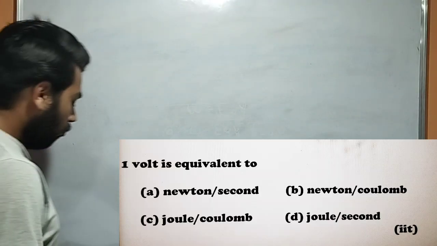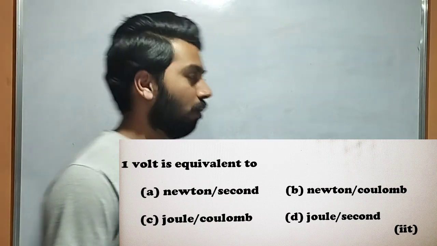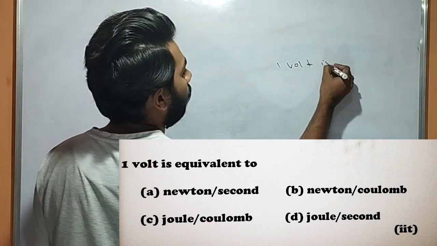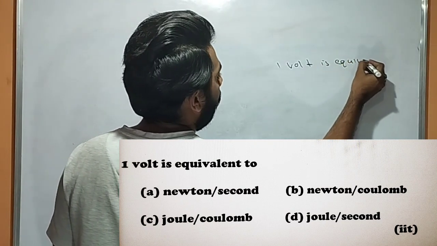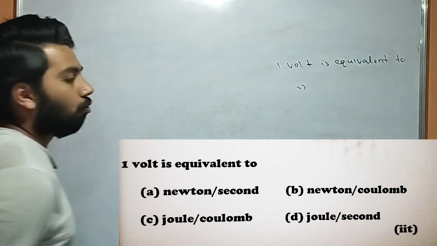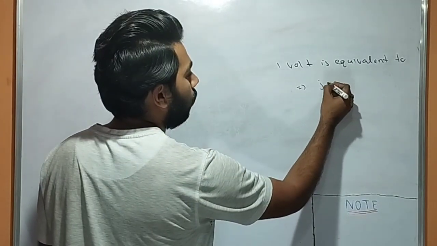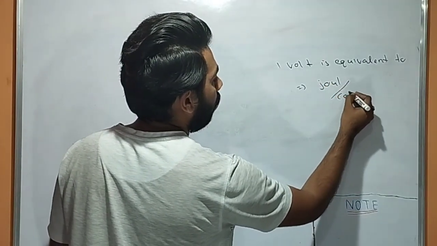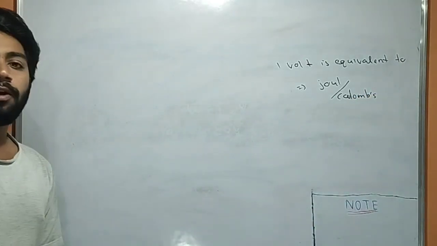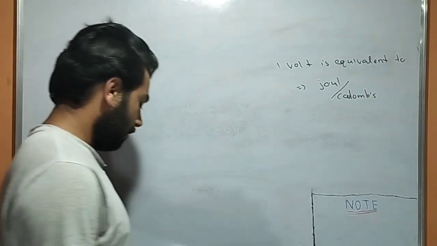1 volt is equivalent to just simple 1 volt is equivalent to joule by coulomb. Okay, 1 volt is equivalent to joules by coulomb. We have discussed this thing.